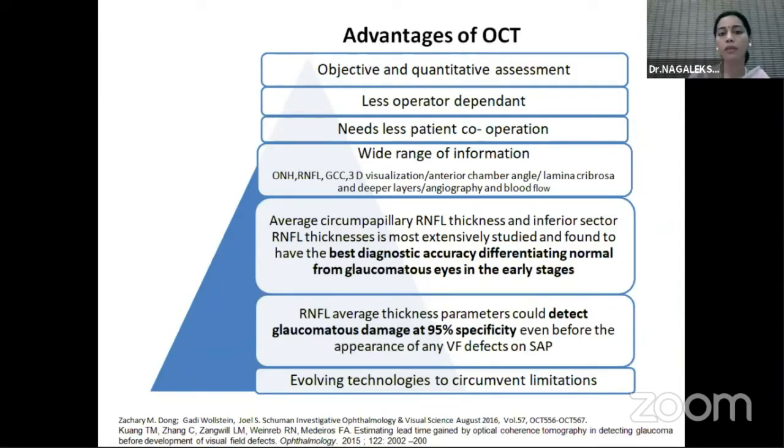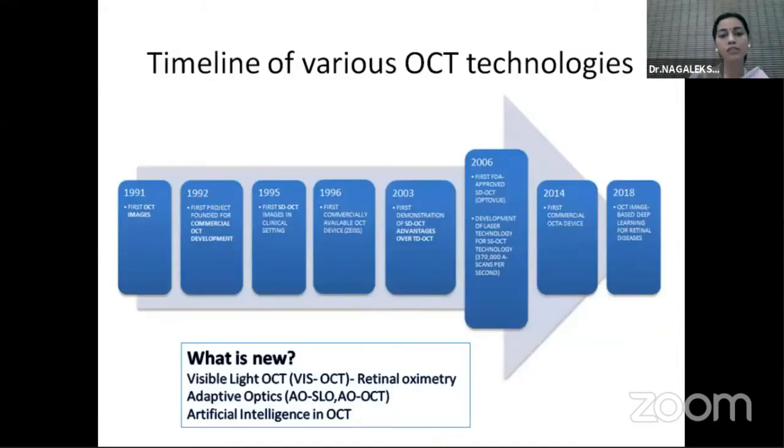The main one being that it gives us a wide range of information. The average circumpapillary RNFL thickness and inferior sector RNFL thickness are the most extensively studied and give us the best diagnostic accuracy in differentiating normal from glaucomatous eyes, especially in early stages. The average thickness parameters also detect glaucomatous damage at 95% specificity. There is always something new and robust in the evolution of OCT, which helps us circumvent the present limitations.